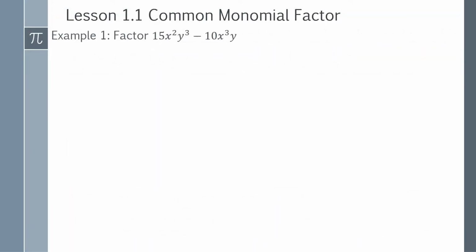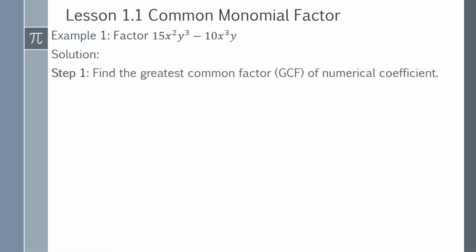Okay, let's have the first example. Factor 15x squared y cubed minus 10x cubed y. In factoring common monomial factor, there are 4 types or 4 steps. Isa-isahin natin yan. Solution. Step 1. Find the greatest common factor or the GCF of numerical coefficient. Hanapin daw natin ang GCF ng numerical coefficient.